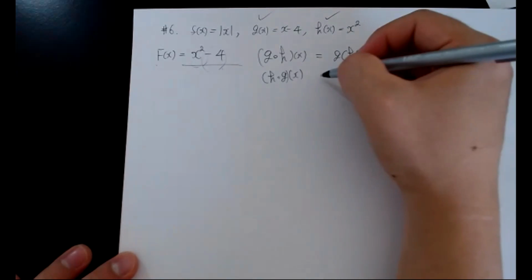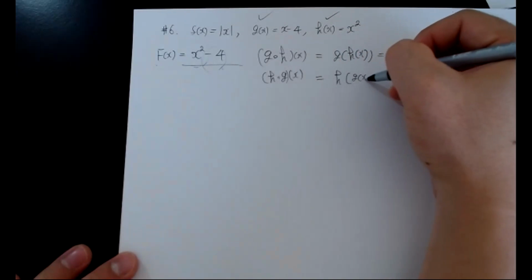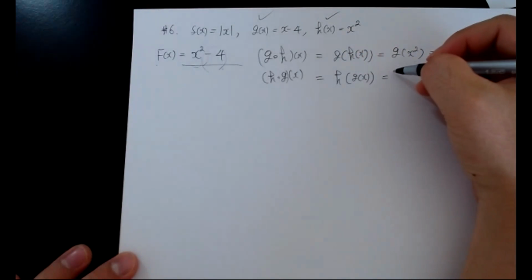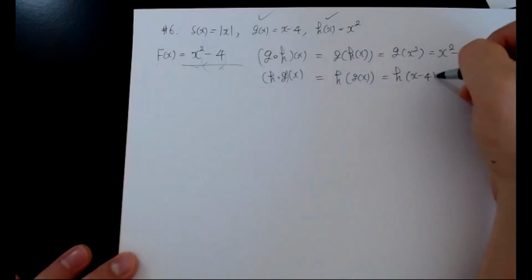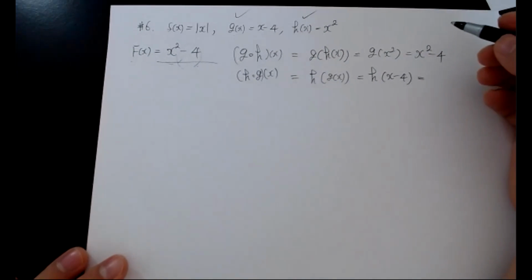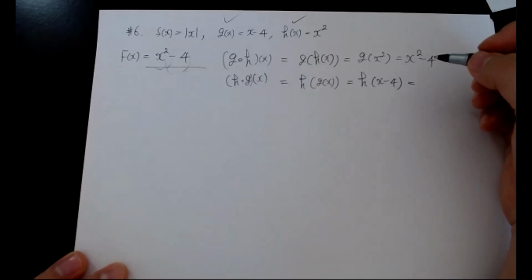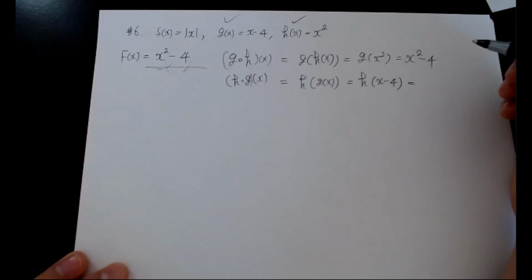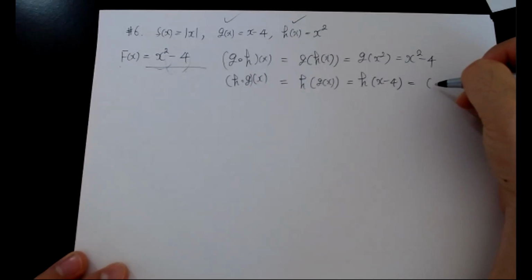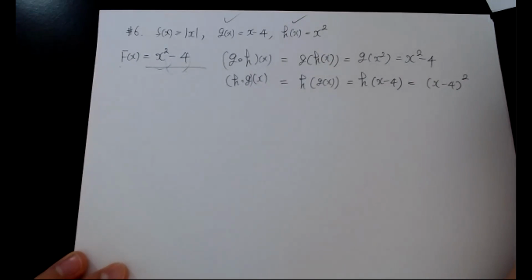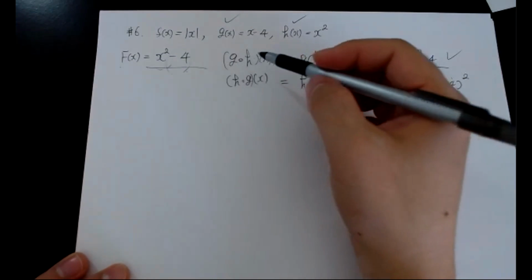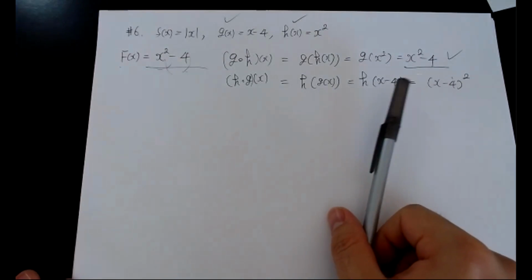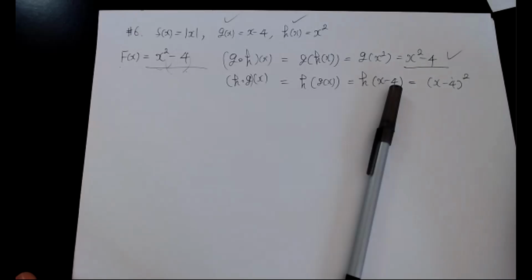Then h of g of x is h of x minus 4. That's going to be x minus 4 squared, right? So definitely x squared minus 4 is the answer. So g after h is the answer. Okay, so that's for 2.4. Now we move to 2.5.